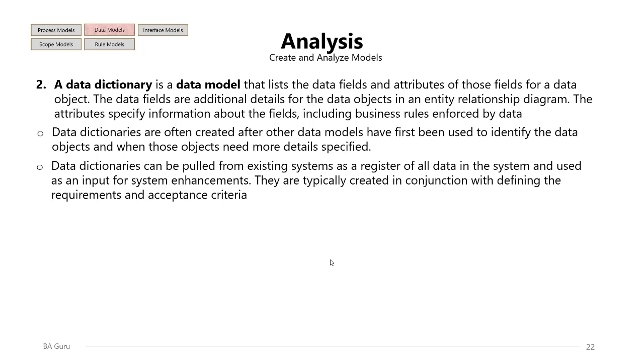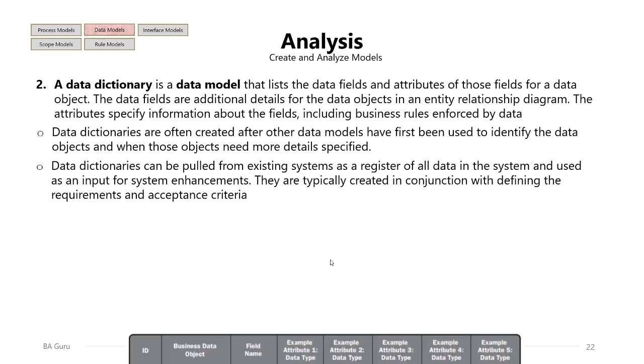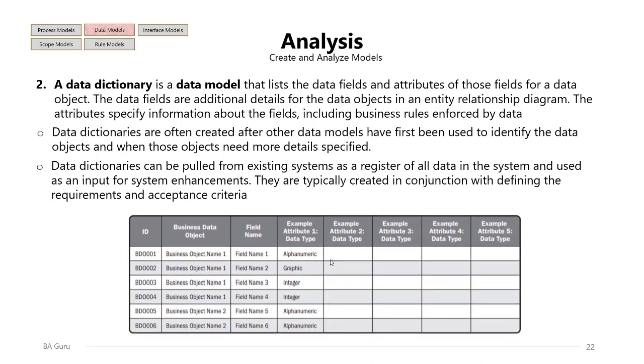Data dictionaries can be pulled from existing systems as a register of all data in the system, and used as an input for system enhancements. They are typically created in conjunction with defining the requirements and acceptance criteria. This is an example. Simply, a data dictionary model is a table listing all the object names and all the attributes of these objects.